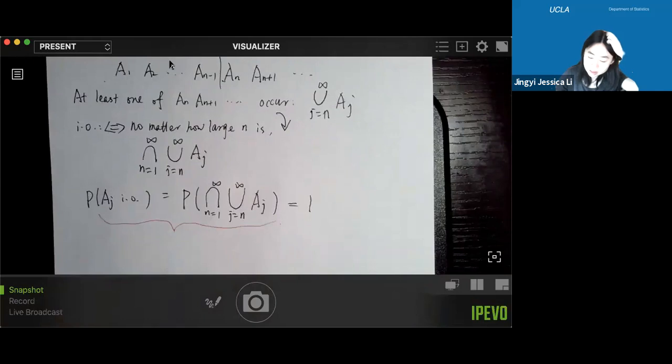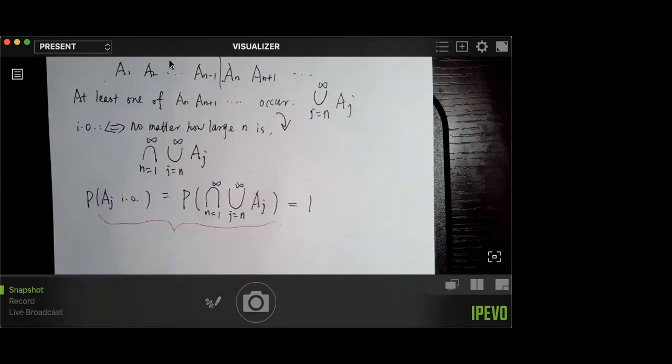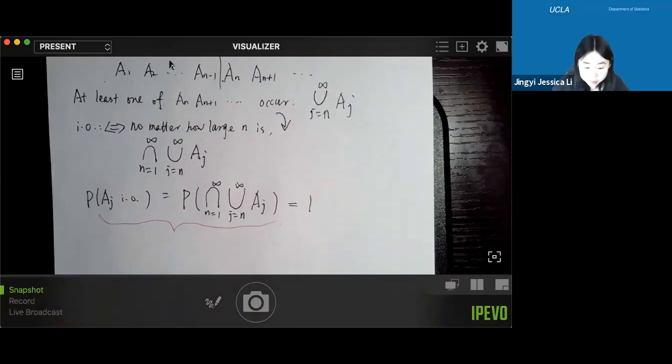Okay, so basically, that's what I want to say. That's the Borel-Cantelli Lemma. And then you can see why this would actually hold. Okay, so coming back to the statement.